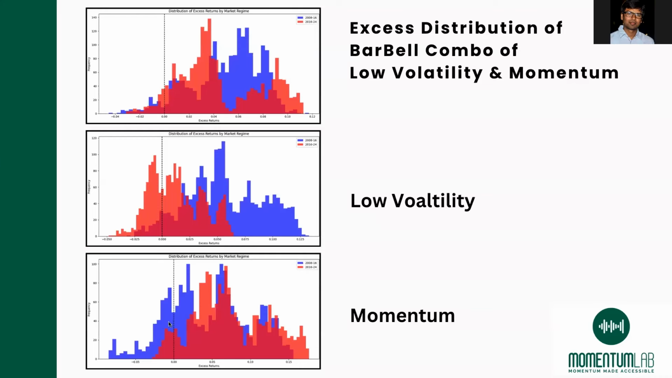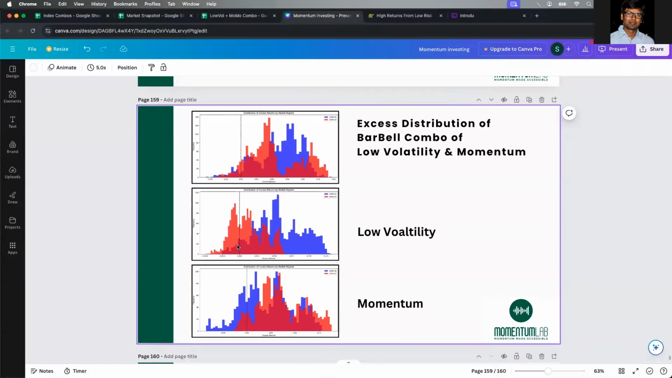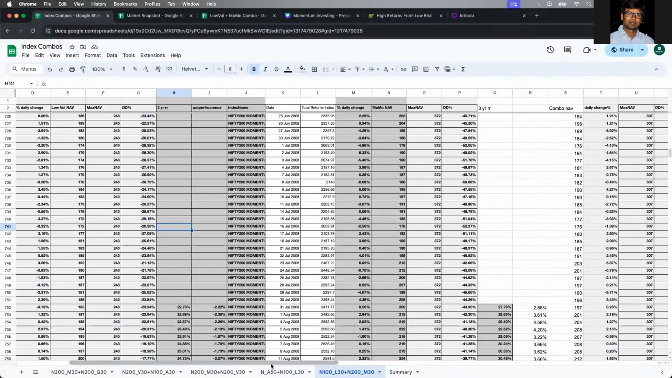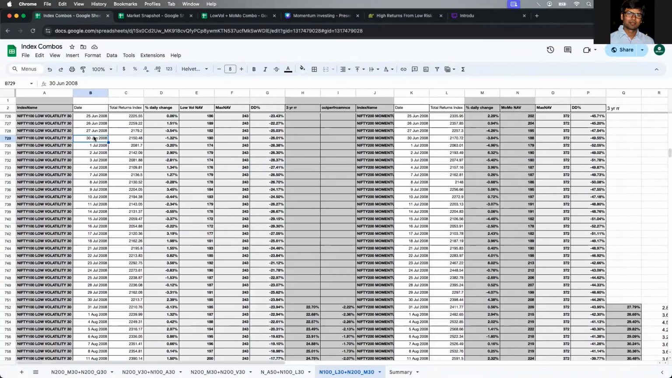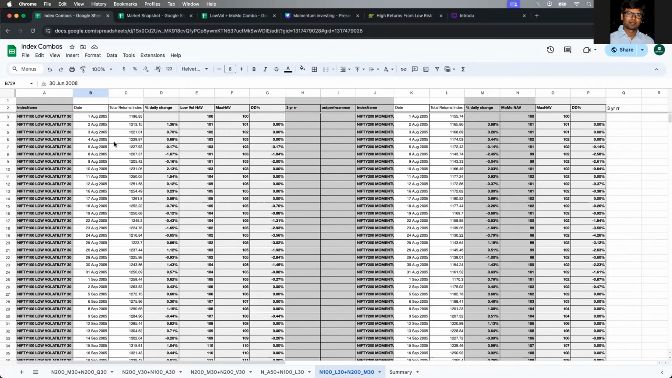I'll quickly show you how the excess returns are calculated so that you can appreciate this graph even better. In this sheet, which I've already shared, I'll again share this in the YouTube description. This is basically the raw data that we have got, and from the raw data we have done an analysis on top of it. You can see the analysis as well.